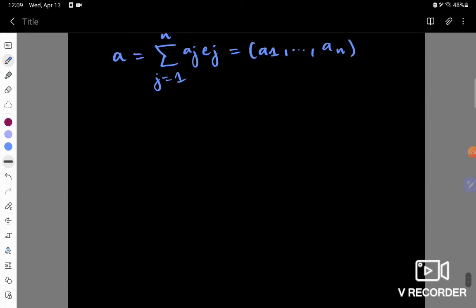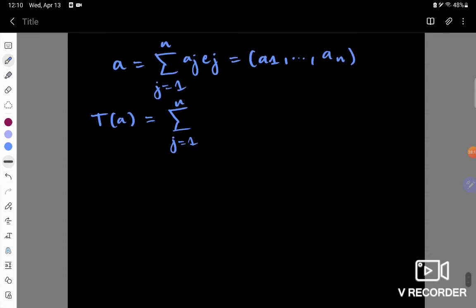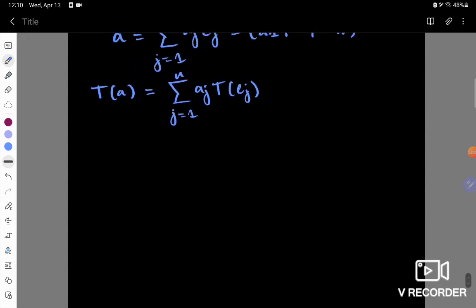So then we can apply T to this point, where T is going to be applied to this sum. Sorry, I just can't get my sigmas right sometimes. So j equals 1 to n, and we take a sub j. Of course, we can pull these out of the linear transformation as needed, and we apply T to e sub j, right?